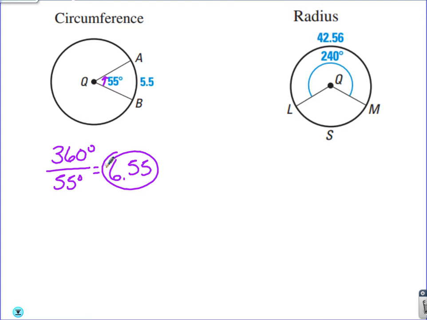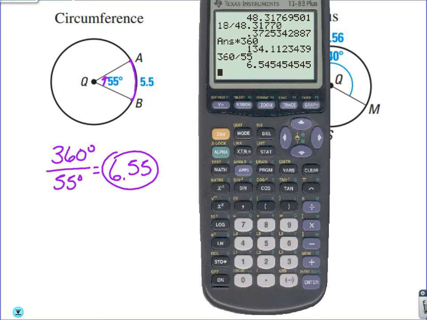Well, 5.5 is the distance from here to here. But there's 6.55 of those 5.5s all the way around it. So just multiply that answer that you got times 5.5, and that would be the distance. That's all. That comes out to be even. That's the distance all the way around the circle is 36.